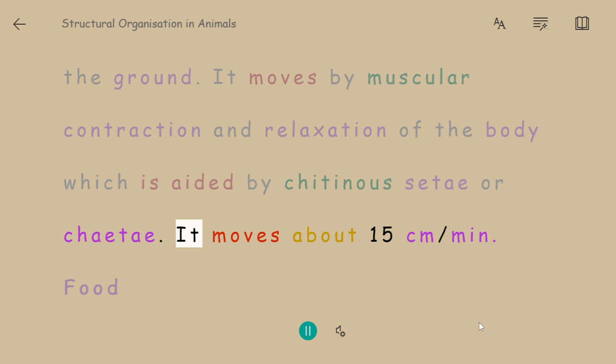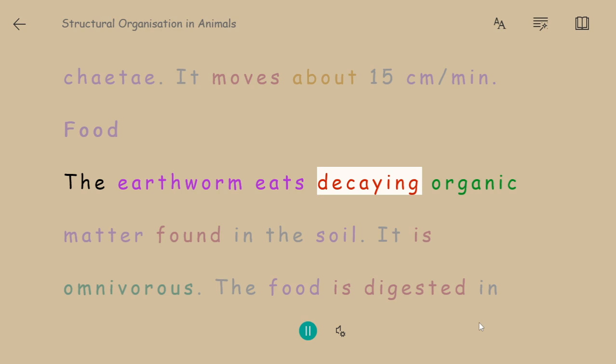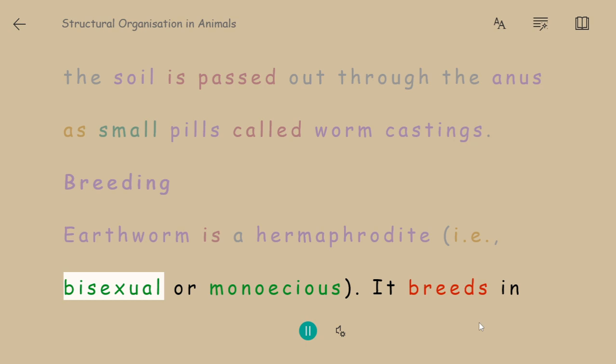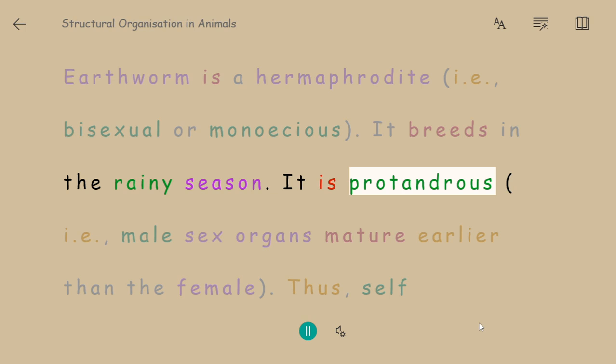Food. The earthworm eats decaying organic matter found in the soil. It is omnivorous. The food is digested in the gut, and undigested food along with the soil is passed out through the anus as small pills called worm castings. Breeding. Earthworm is a hermaphrodite, i.e., bisexual or monoecious. It breeds in the rainy season. It is protandrous, i.e., male sex organs mature earlier than the female.